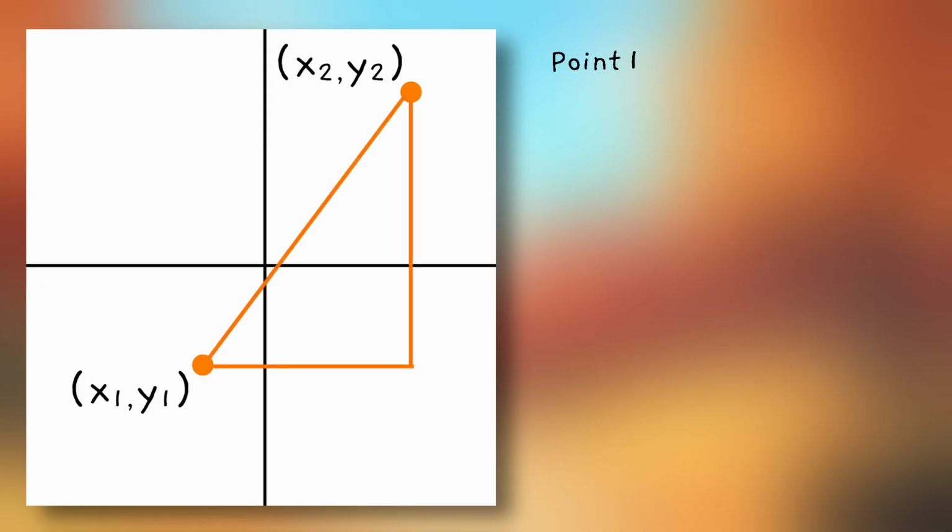It has x1 as the x-coordinate and y1 as the y-coordinate. I'm using ones here because this is the first point, point number 1. And let's say point number 2 is up here, and it has x2 as its x-coordinate and y2 as its y-coordinate. So, point 1 is x1, y1, and point 2 has coordinates x2, y2.